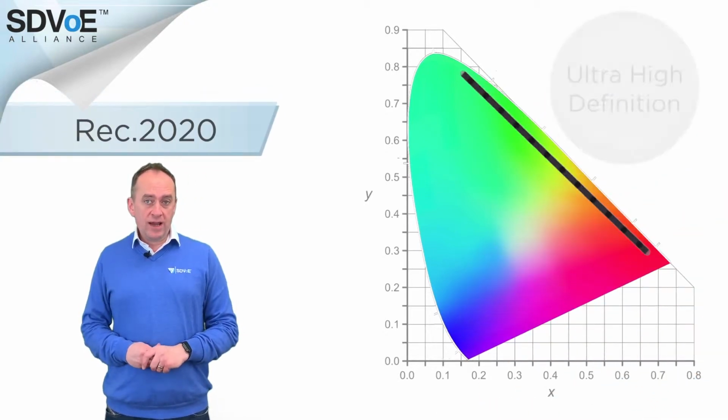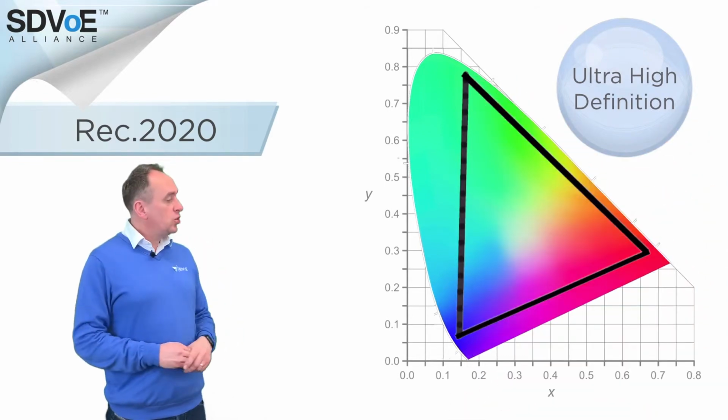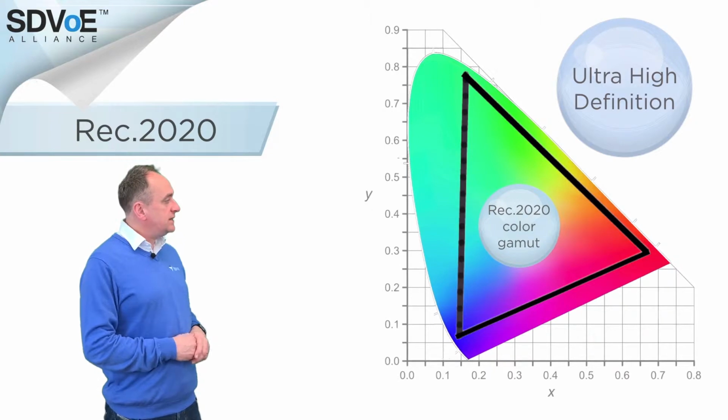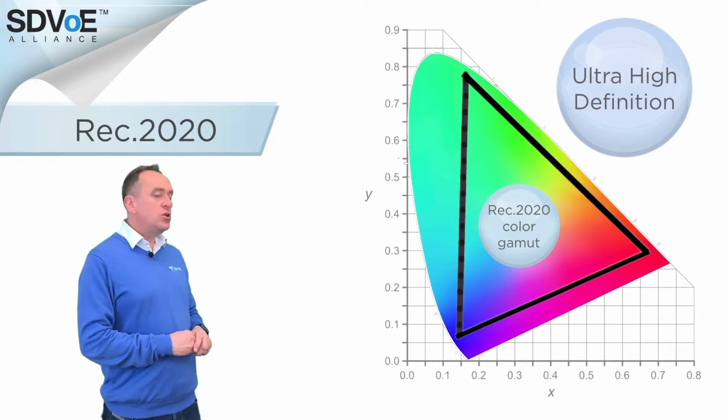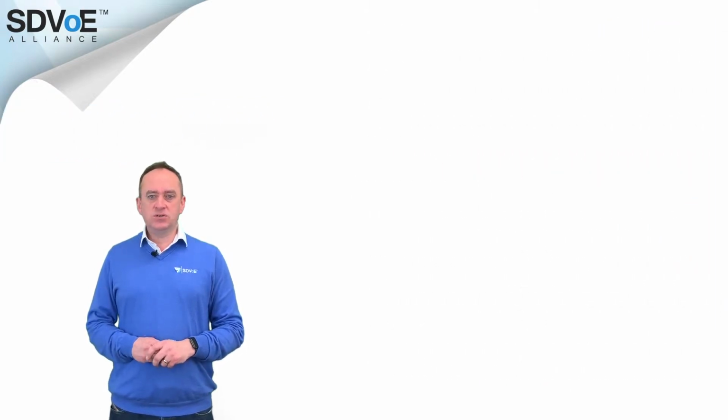Finally, when ultra-high definition hit the market, yet another standard was introduced called Rec. 2020, and this gave us a much larger colour gamut. There were, however, still some issues.